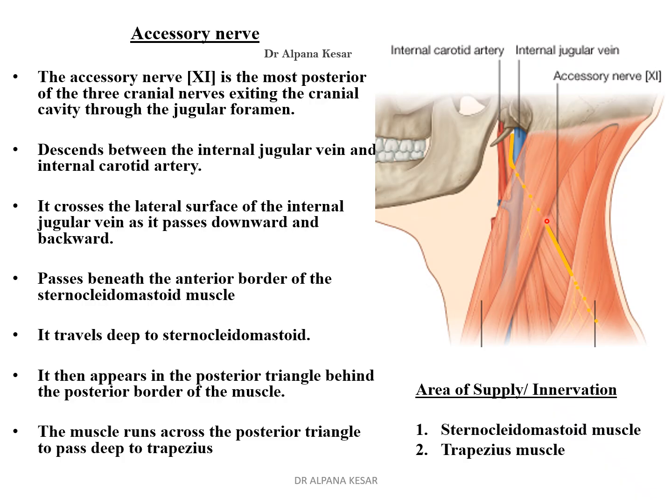It emerges from the posterior border of sternocleidomastoid muscle to enter the posterior triangle of the neck. It crosses downwards and backwards in the posterior triangle of the neck to pass deep to the trapezius muscle. The area of supply or innervation of accessory nerve is sternocleidomastoid muscle and the trapezius muscle.